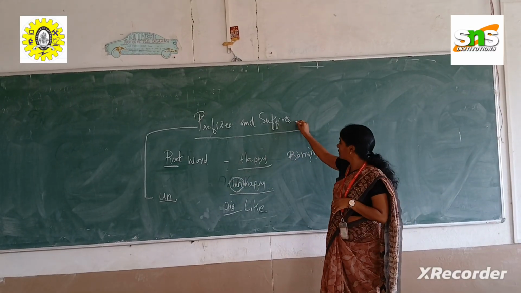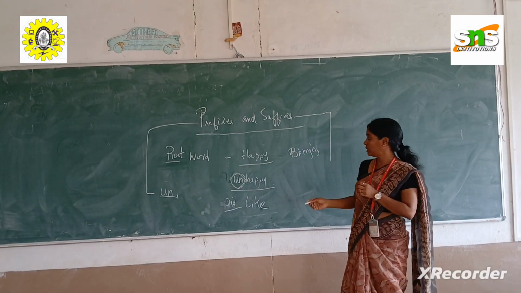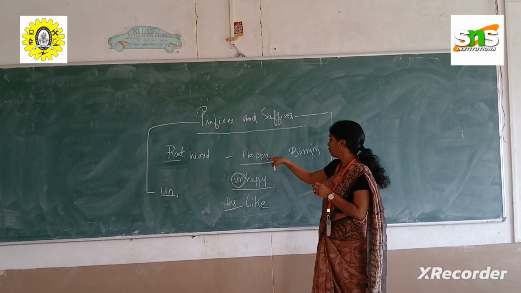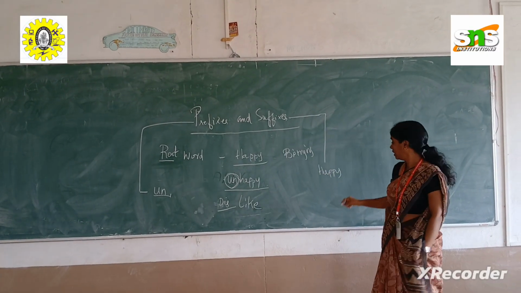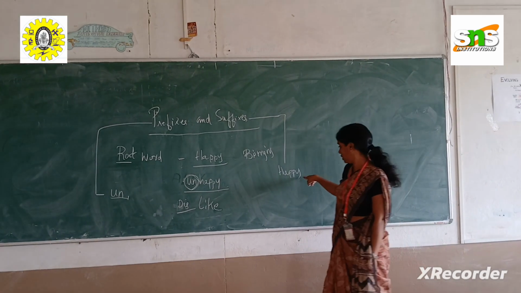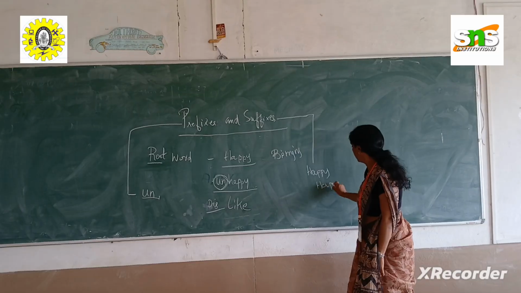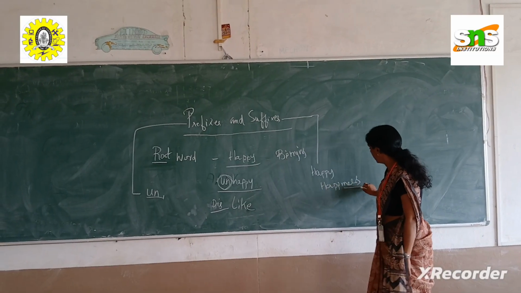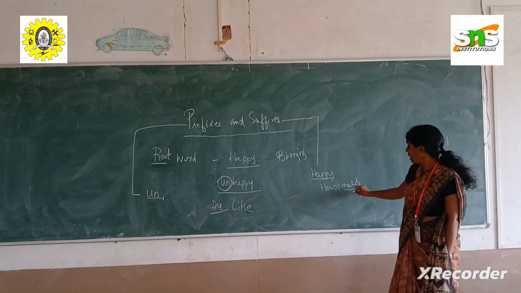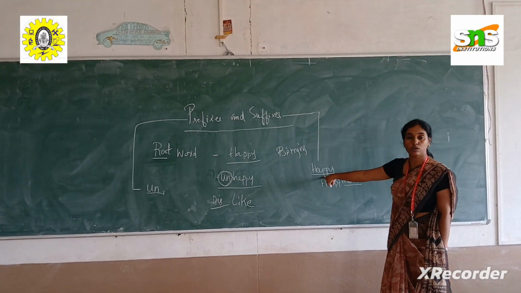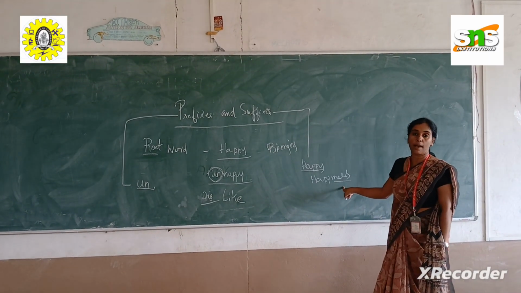Now suffixes. What are suffixes? Suffixes are also a group of letters, which are added at the end of the root word. Again we will take the same word, happy. When I add a suffix to this root word, it becomes happiness, H-A-P-P-I-N-E-S-S. Here NESS is the suffix. The root word is happy, and I am adding NESS as a suffix, so the word now becomes happiness.